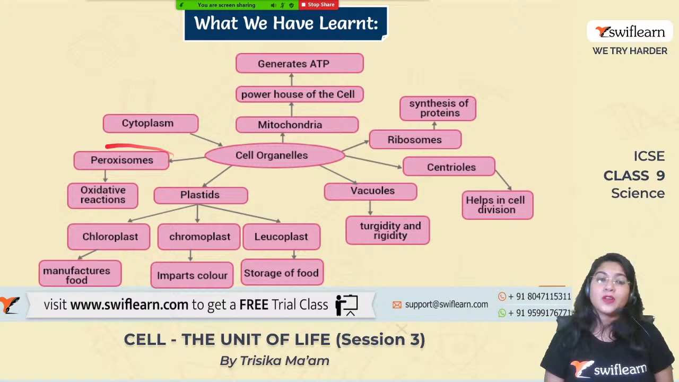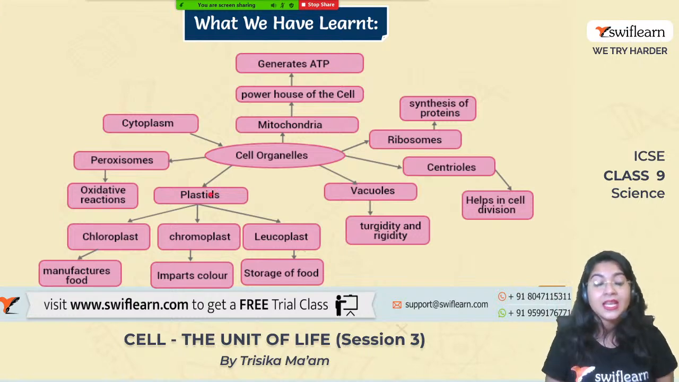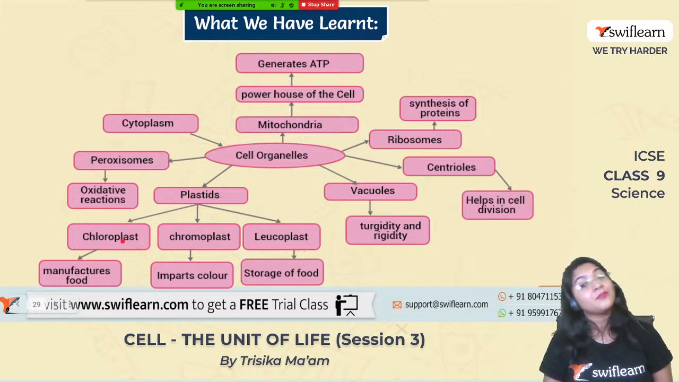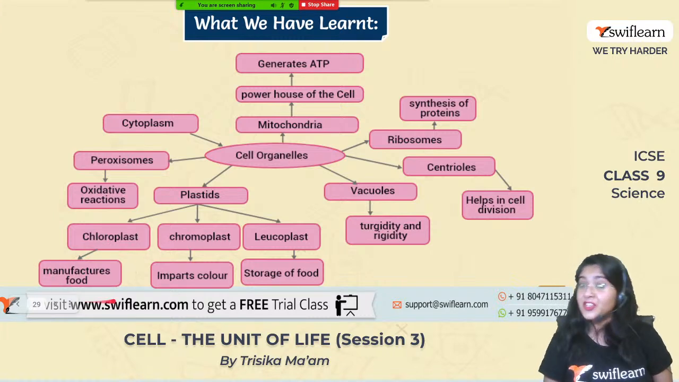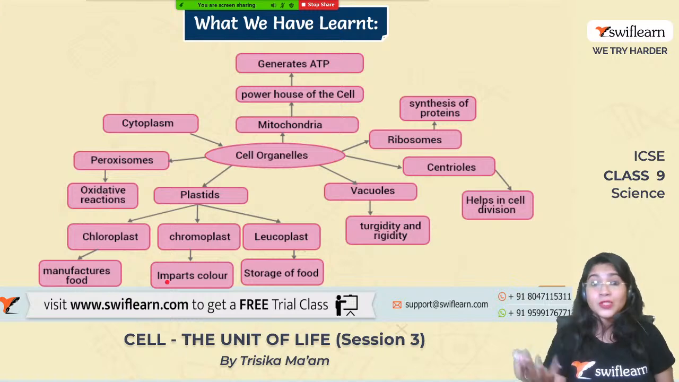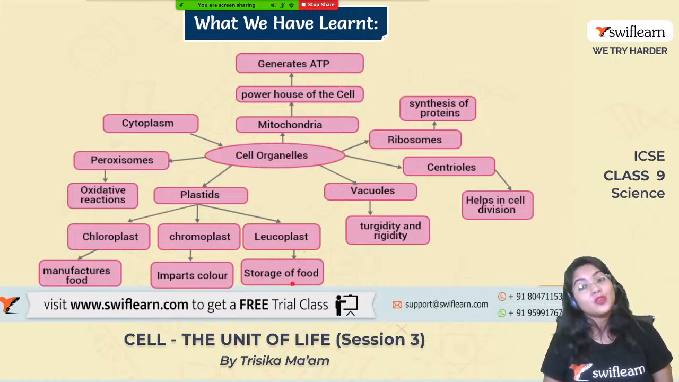So in case of peroxisome, we have studied that they help in the oxidative reaction. In case of plastid, we have studied that these are only present within the plant cell, and they are of three types, like chloroplast, chromoplast, and leucoplast. In case of chloroplast, they help in the process of photosynthesis, in manufacturing of the food in the green plants. Then in the chromoplast, they help in giving the beautiful colors to the plants, like the fruits and flowers. And in case of the leucoplast, they help in the storage of the food.